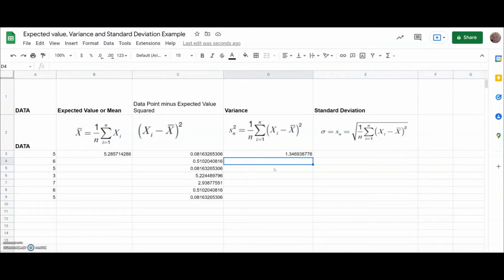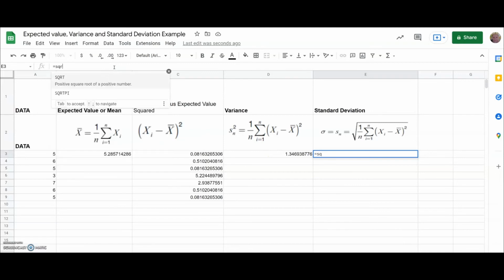Now, the problem with this is I squared all of my distances, right? So it doesn't give me a meaningful distance anymore. It gives me a square of the distance. So how can I find a distance that is actually real? Well, I take the square root, which is what standard deviation is. This is literally just the square root of variance. So, super easy. I'm just going to do equal sign, square root of this cell, which is my variance, and bam, I have my standard deviation.